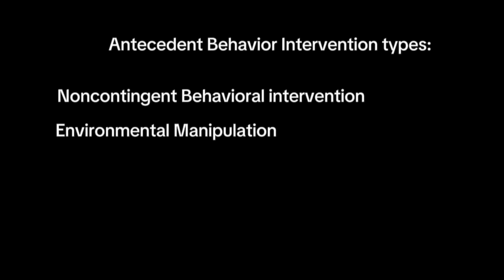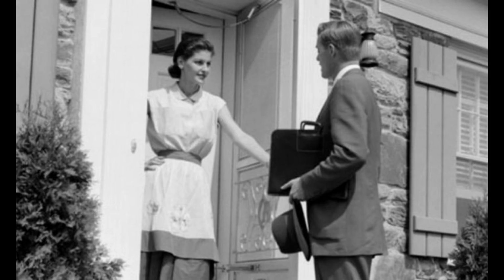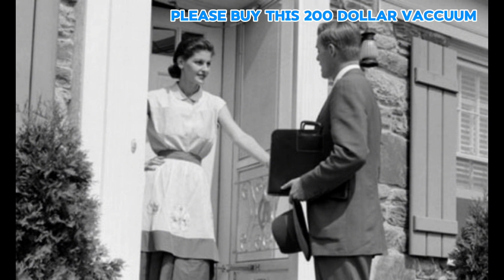The final behavioral intervention in antecedent is the high probability request sequence. Now, this technique reminds me the most of a door-to-door salesman. First, they start off with a small, easy-to-do request, such as getting them a glass of water. And as you continue doing these small requests for them, that increases the likelihood that you do something that was less probable of you to do in the first place. For an example, like buying this vacuum cleaner.